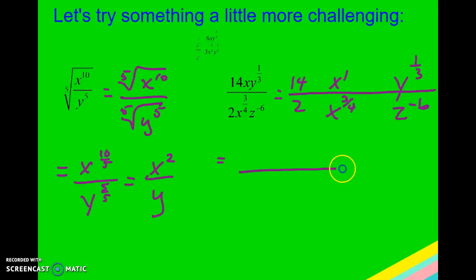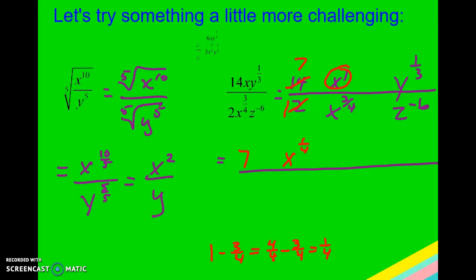So 14 and 2 both divide by 2. So that leaves me with 7 on top. I could write a 1 on the bottom, but I'm not going to need it. X to the first and x to the 3/4. The bigger exponent is on top, so I know x is going to end up on top. I need to take 1 minus 3/4. I hope you all know that 1 is 4/4. So 4/4 minus 3/4 is 1/4.